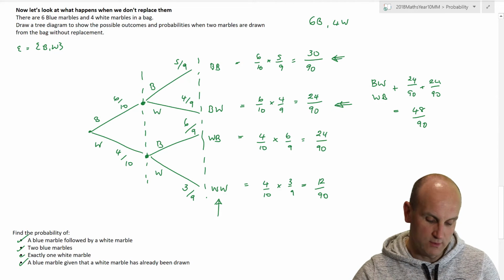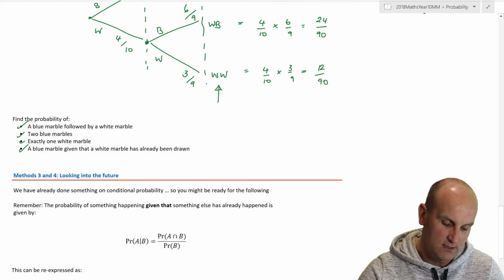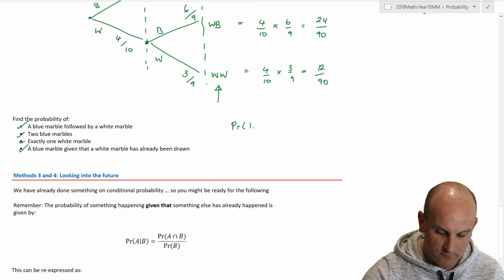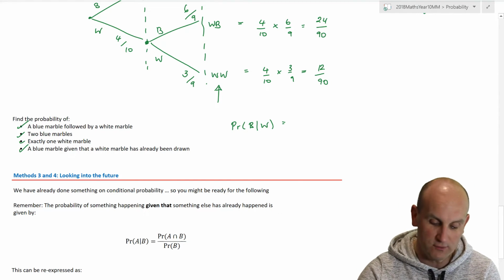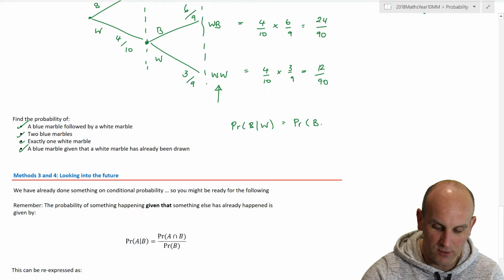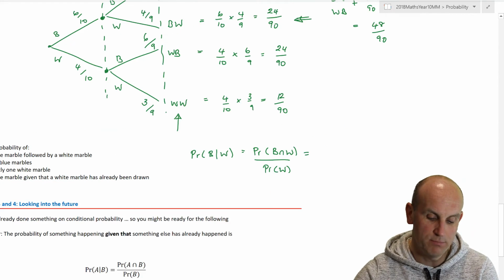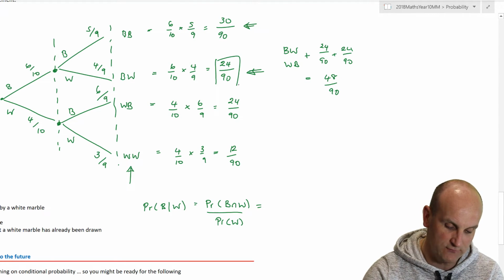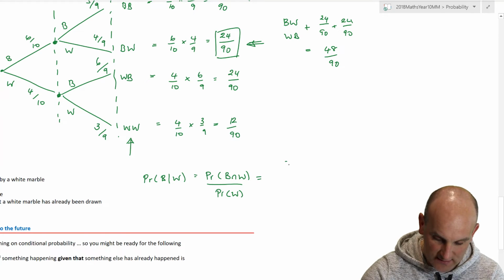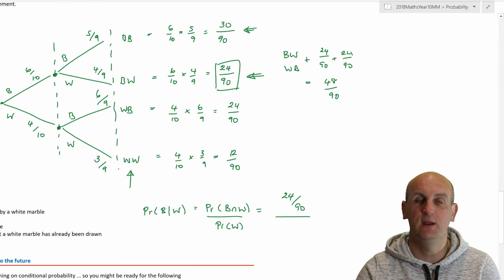A blue marble, given that a white marble has already been drawn. So I'm going to move this up for a moment. So I want the probability of a blue marble given that a white has already been drawn. Now, if we go back to our probability theory, we know we can re-express this as the probability of blue and white divided by the probability of a white marble being drawn. Right, okay. So blue and white. Where is blue and white? Well, that's this one here. So that's 24 over 90. Thank you very much. So that top fraction becomes 24 over 90 divided by a probability a white marble is drawn.